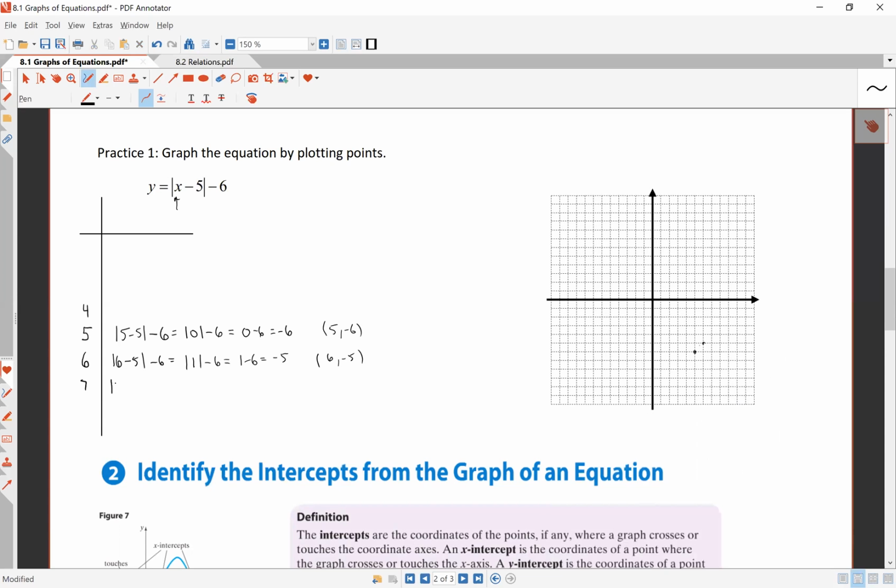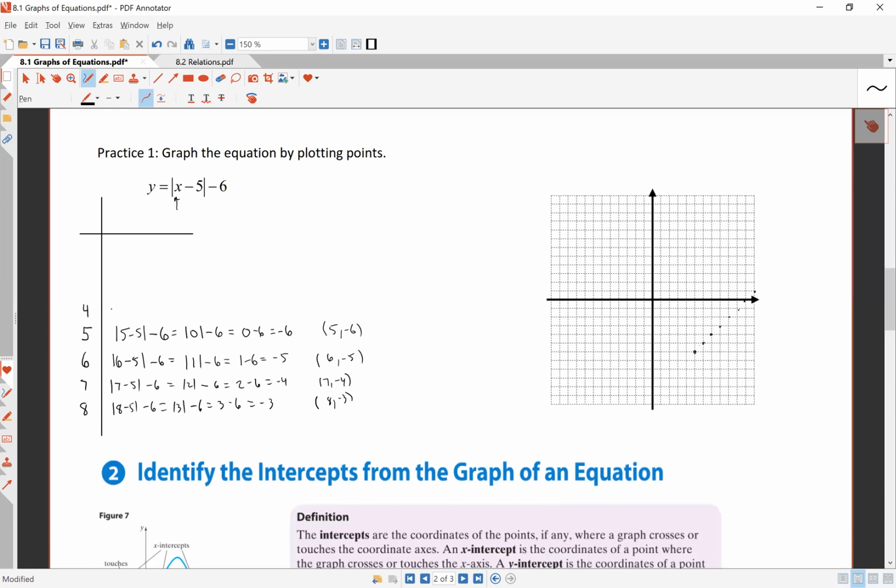When we put 7 in there, 7 minus 5 is 2. The absolute value of 2 is 2, minus 6 is negative 4. So (7, negative 4). When we plug in 8, that's the absolute value of 8 minus 5, which is the absolute value of 3. 3 minus 6 is negative 3. So we're starting to see this pattern that they keep going over 1 and up 1 from here on out. And that is always what happens when you graph absolute values.